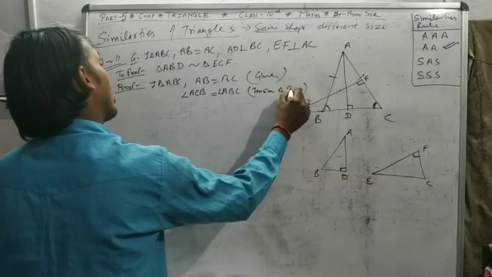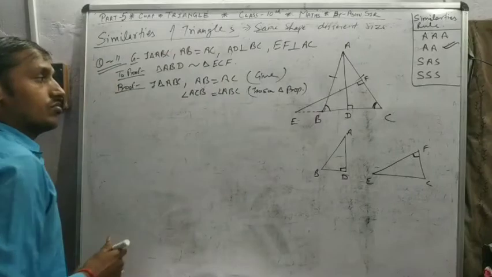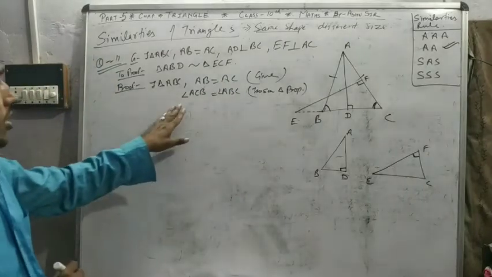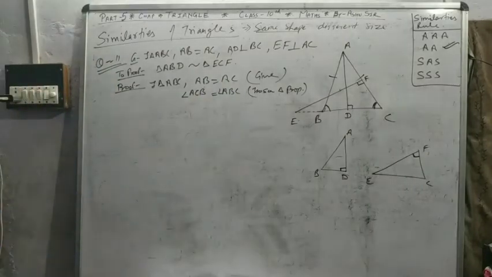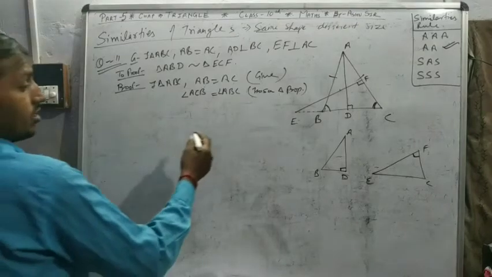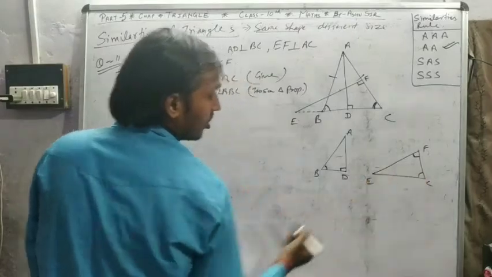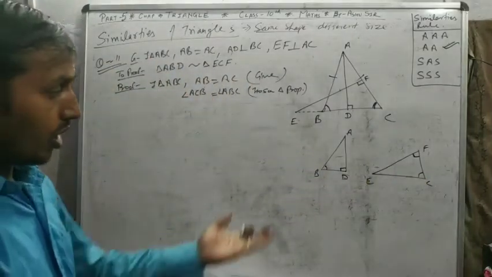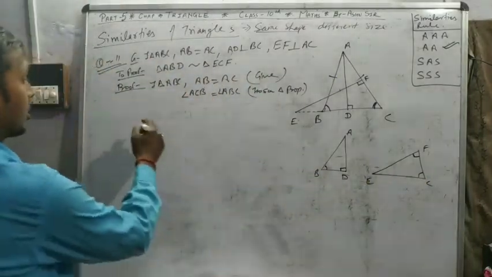Isosceles triangle property. By the isosceles triangle property, angles opposite to equal sides are also equal. Then these angles are equal, so we have to find them. Two angles equal, triangle similar. So only write the steps.